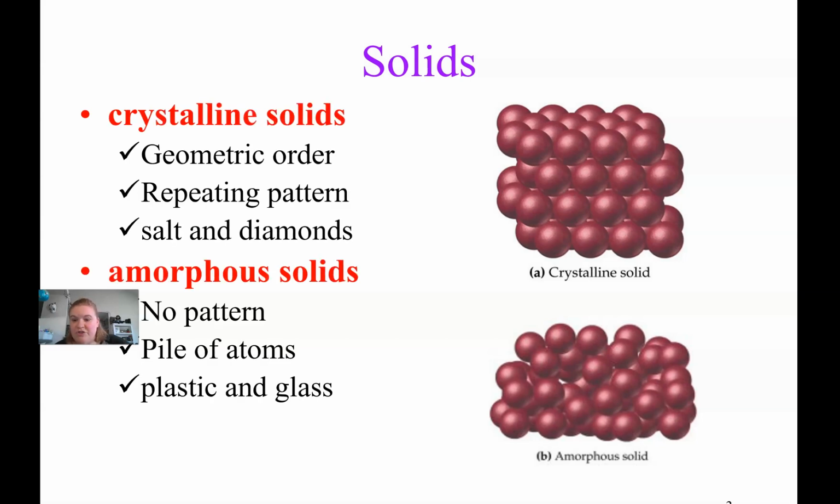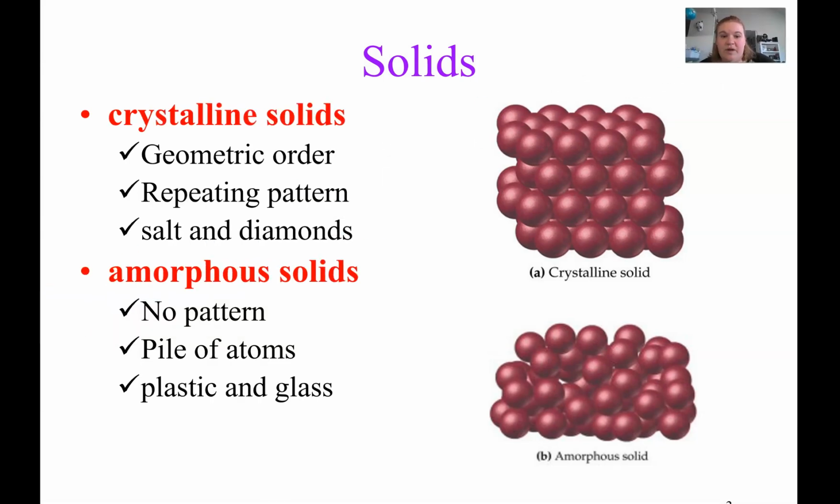We did talk about the two different types of solids. We have our crystalline solids, which have geometric order, lots of patterns. Salt and diamonds fit into this category, so things with flat faces and strong corners and edges. And then the amorphous solids are, I always think of them as just a pile of atoms. It's when there's not really any pattern or order to it. It's things that we can kind of heat up and bend and manipulate pretty easily. So plastic and glass fall into this category.